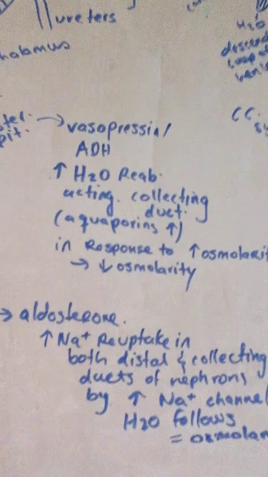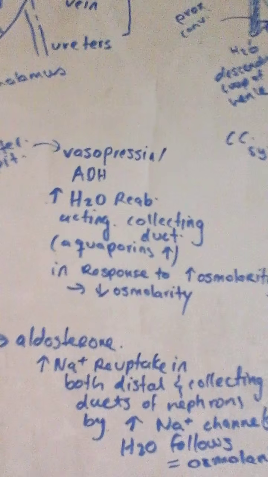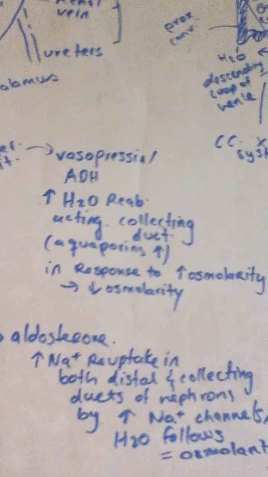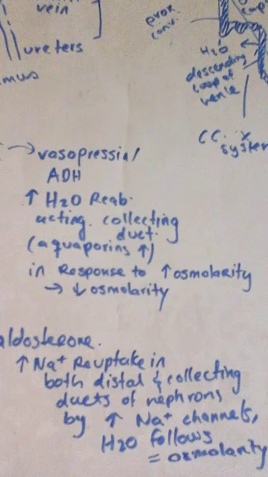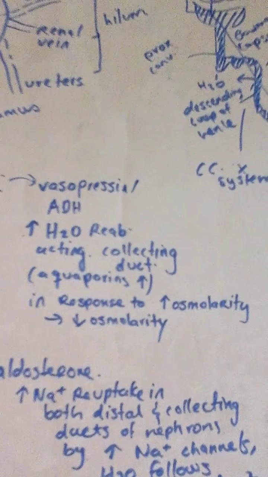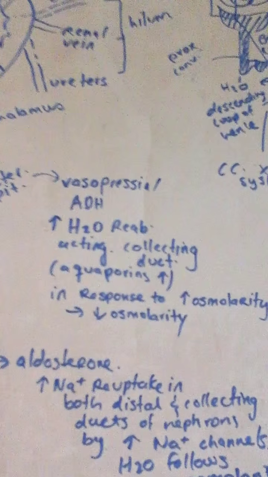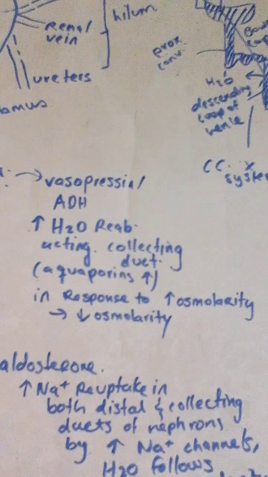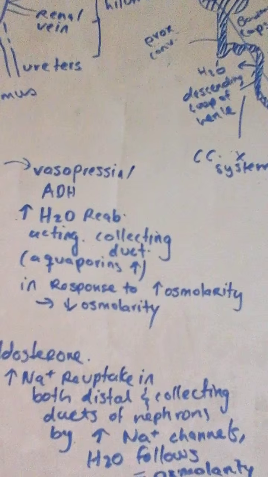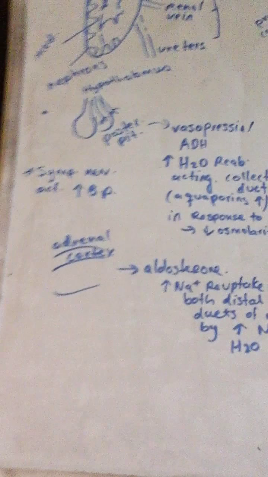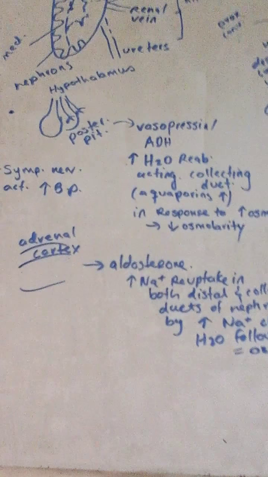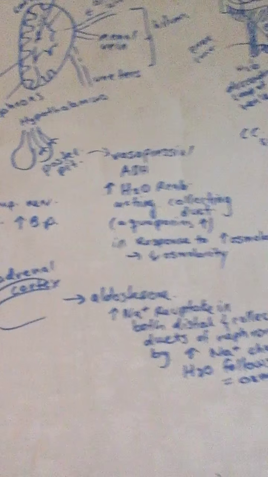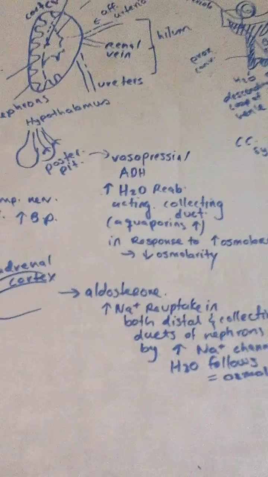Okay, so we have high osmolarity, that means we have a lot of concentrated salts and solutes in blood. We're going to get vasopressin acting to reabsorb the water from the collecting duct so that the osmolarity goes down. And vasopressin does this by upregulating what are called aquaporins on the collecting duct, allowing water to go in. So that is vasopressin, and that is aldosterone. They have two different pathways, but they both increase blood pressure.